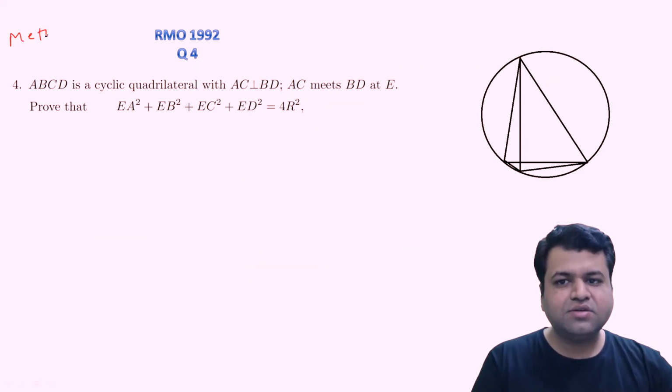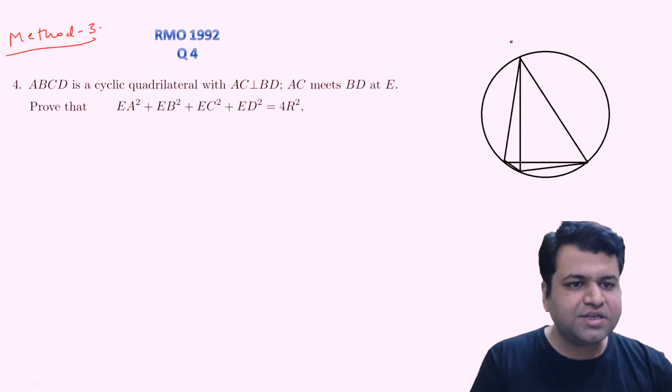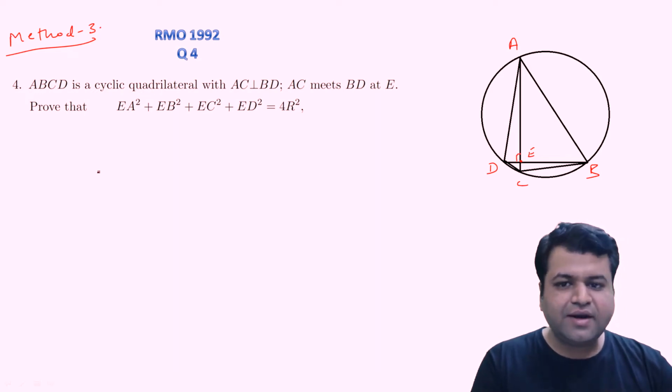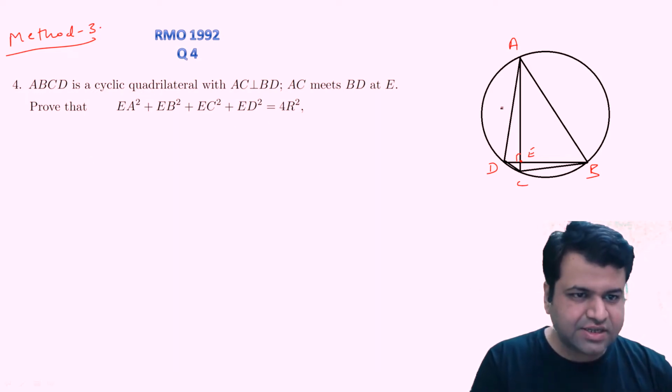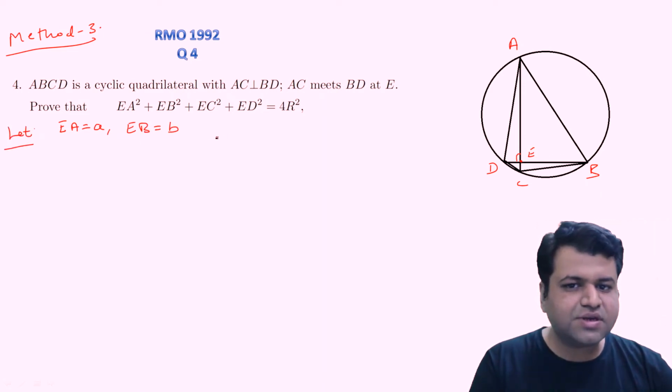Okay. So this is method 3 for this question, right? Again, let's say ABCD was a cyclic quadrilateral with E as its point of intersection, right? Now let's consider this EA. Let's assume EA to be small a, and EB to be equal to small b. We have assumed these numbers to make the calculation easier, right? ED equals d, and what is left? EC, that is equal to c, right?